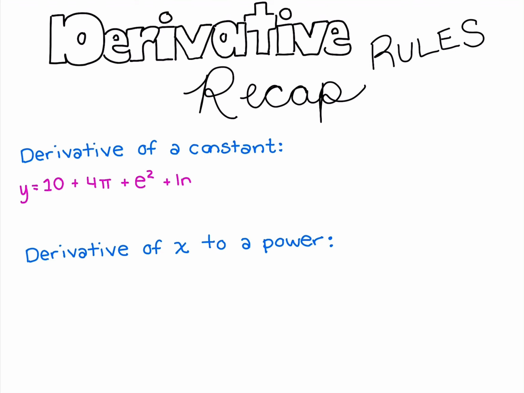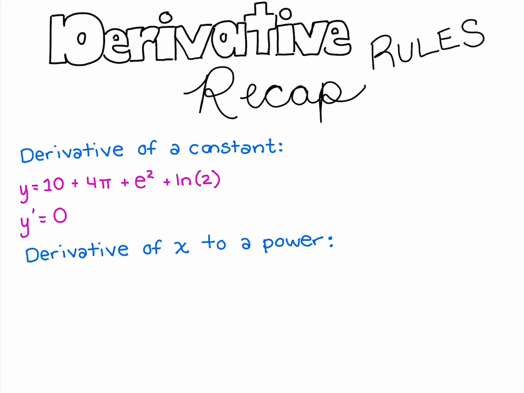Or if it was ln of a constant. If there's no x, no variable in this, you could type this entire thing into your calculator right now: 10 plus 4 pi plus e squared plus ln of 2. These are all just constants. They all have a derivative of 0. So if the original function is just a constant, the derivative is 0.